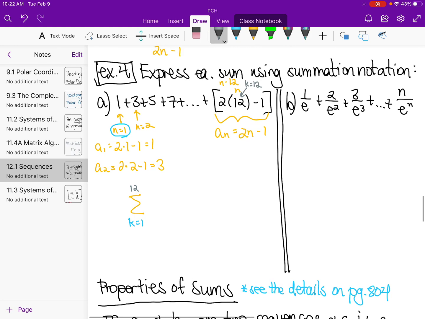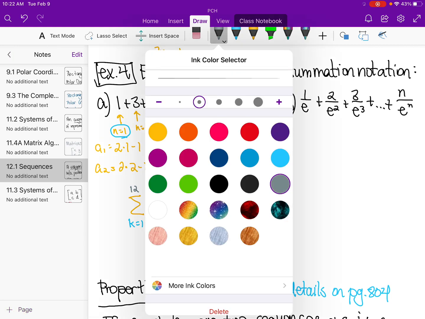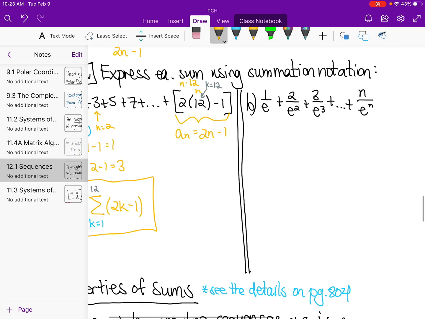So this is an example where it's numeric instead of generic. 2k minus 1 is our formula. We're plugging in k equals 1 up to k equals 12 into the formula 2k minus 1. Why does it switch from n to k? Because math likes to be difficult. I don't have a better answer than that for you.